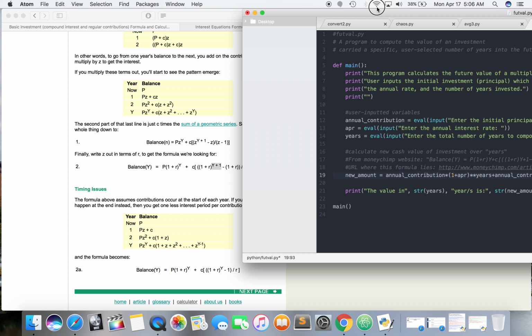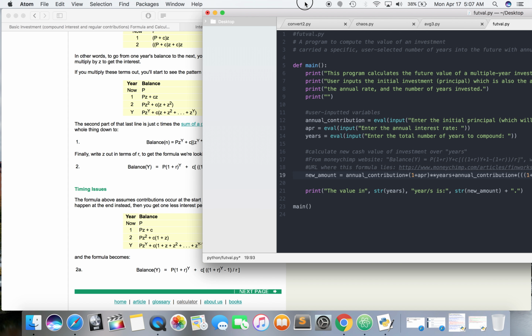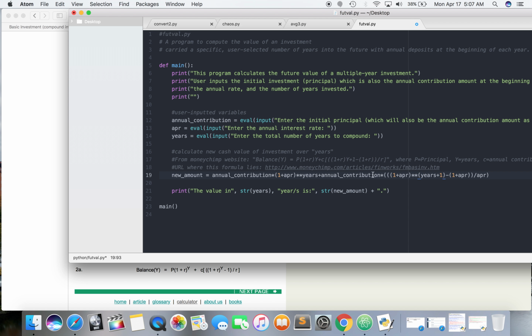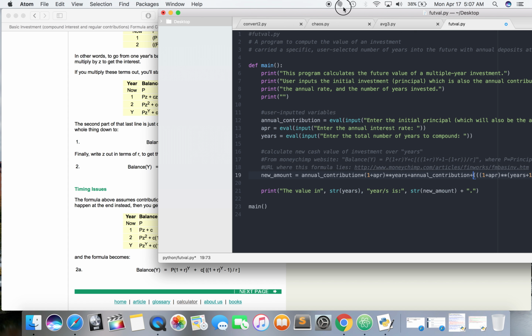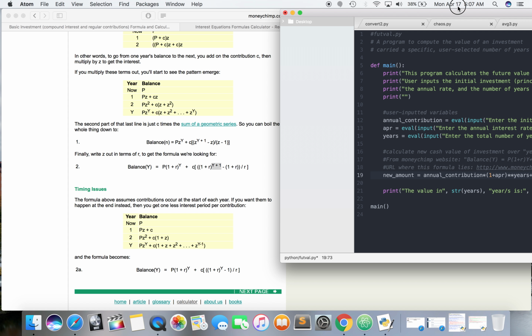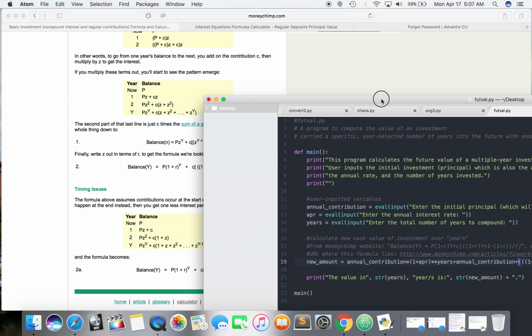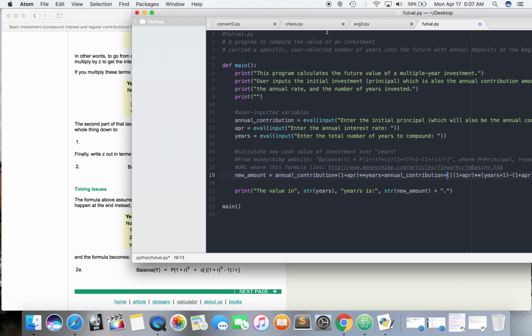Principal, which is annual contribution, times 1 plus APR to the y power, plus this. And then those are all parenthesized. 1 plus, actually that's going to be C, which is contribution. Oh, excuse me, that was correct. So plus annual contribution times.